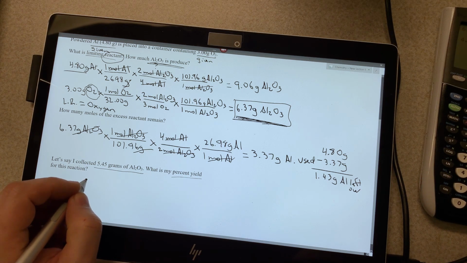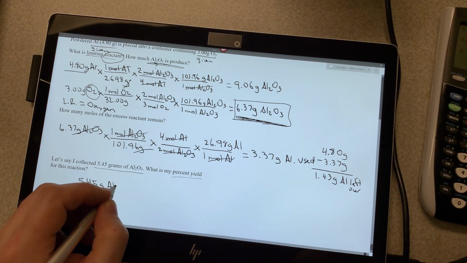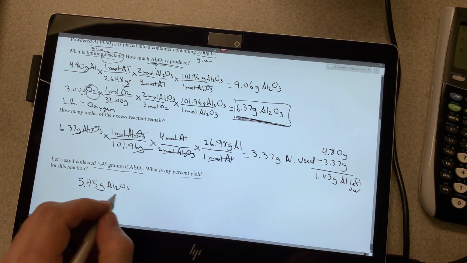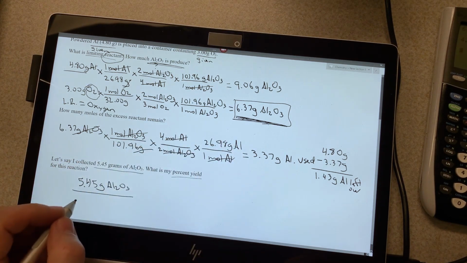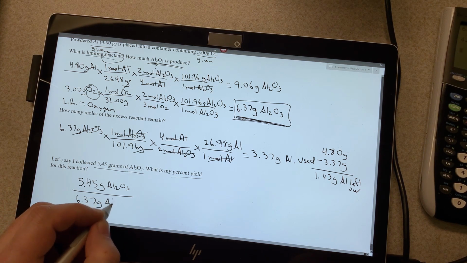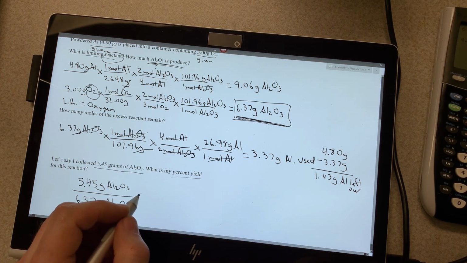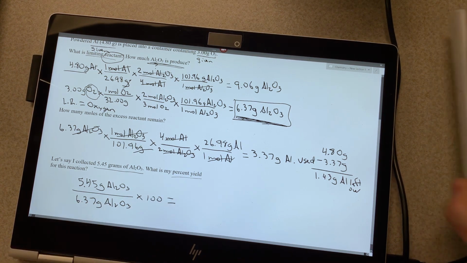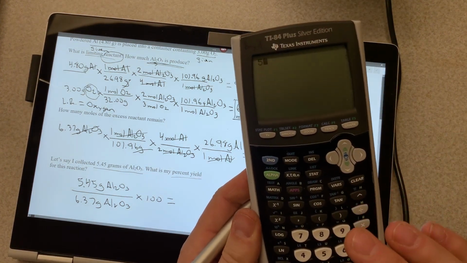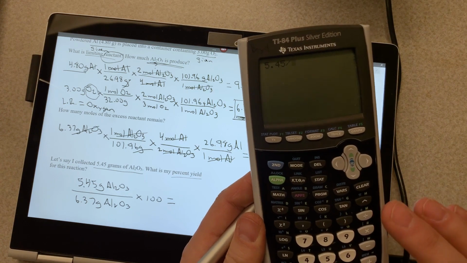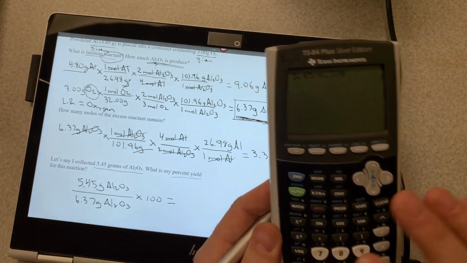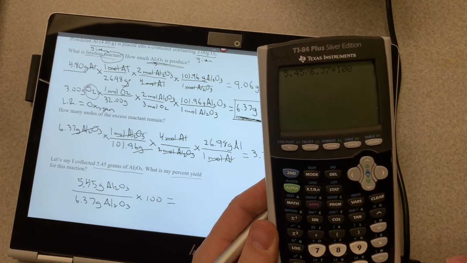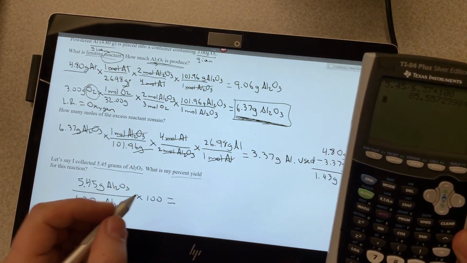So I can calculate a percent there. The 5.45 grams of Al2O3 is my amount that I collected. The maximum possible is what the math tells me, 6.37 grams of Al2O3. I divide those, the part over the whole, times 100 to get the percent. And so 5.45 divided by 6.37 times 100 equals 85.6%.